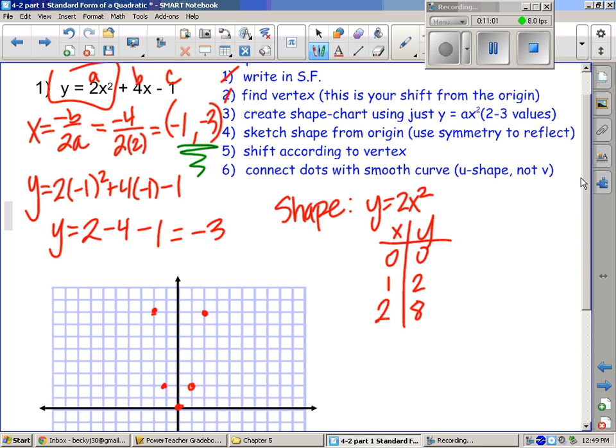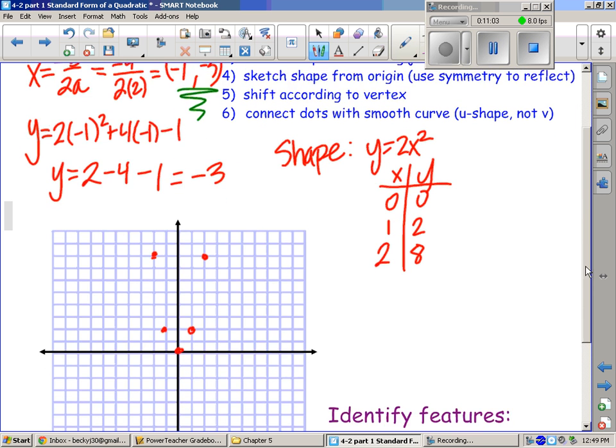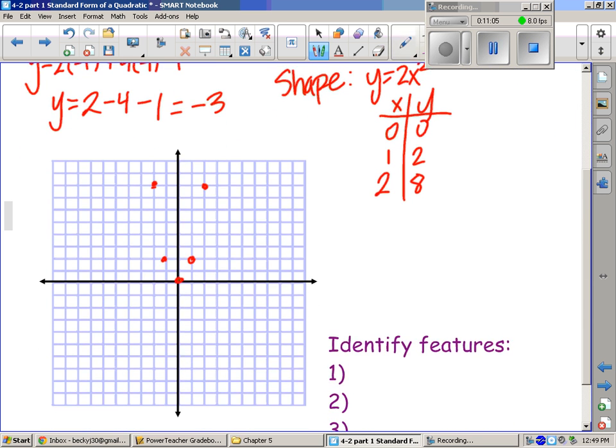So all those points need to move. Instead of the vertex being at 0, 0, it needs to move to -1, -3, so it will be down there. So I'm going to shift each of those dots and recreate my shape. They're all going left 1 and down 3. And when you connect, try your best. These are not V's. These are U.